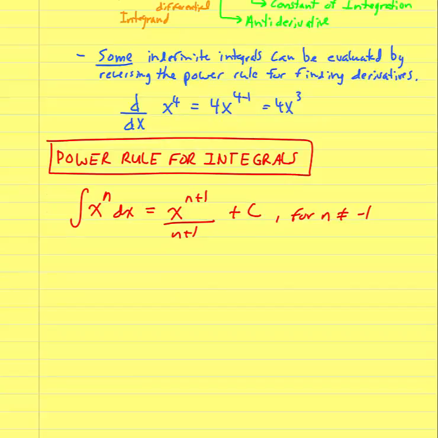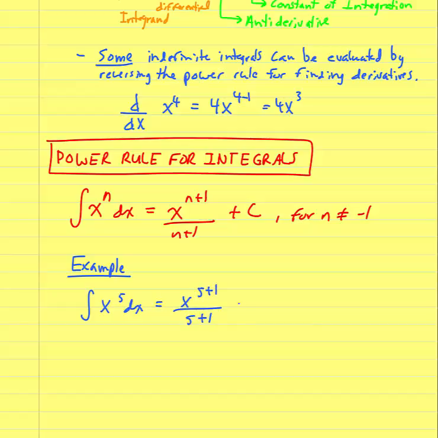We'll look at an example of why n cannot equal -1 a bit later, but for now I want to look at a few examples that work. Now, sometimes some of these will need rewriting. So for our first example, let's look at the integral of x to the 5th dx. I would add 1, divide by the sum, plus my constant of integration. So that would be x to the 6 over 6 plus c.